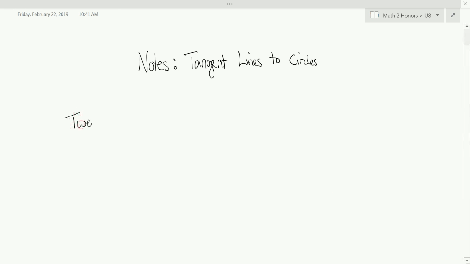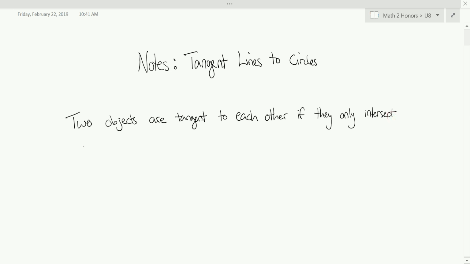So two objects are tangent to each other if they only intersect at one point. And right now we're going to look at a line being tangent to a circle, but later on we'll look at circles being tangent to each other. You can have other objects that are tangent to each other as well.